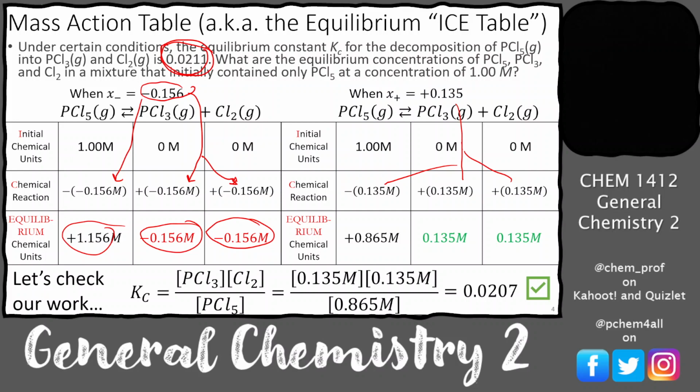Okay. So I guess this is an example of the most difficult type of problem that we have in terms of the ICE tables. Let me just pause and make sure that everything's clear for you.